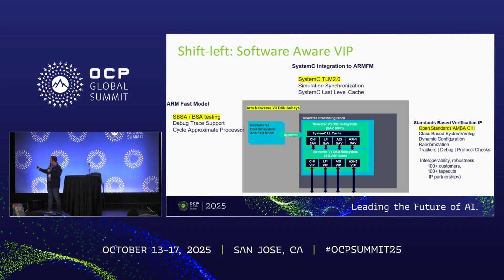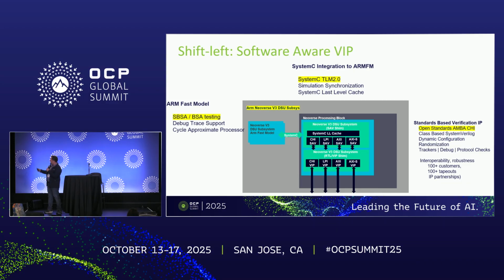These are fully SystemVerilog class-based VIPs that can be dynamically configured. You can use them for error injection. You can randomize behavior to get high coverage. And so they're typically used at the IP level. But now we want to bring it into the system level, at the CSS level.